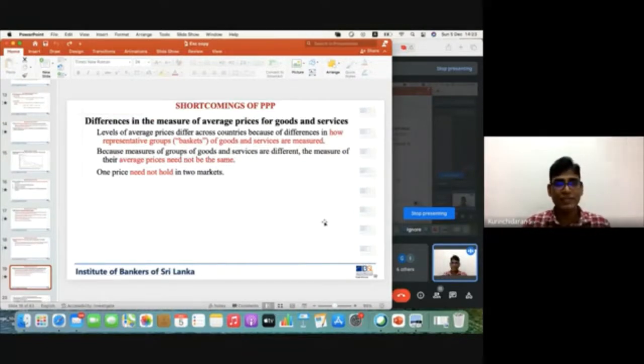And then finally, differences in the measures of average price for goods and services, right? So earlier we discussed, okay, you take the basket price of the US and the Canadian basket price, but the problem is our baskets are different, right? It's not with similar goods, and it's not with similar weightages. It changes with policy decisions, right?